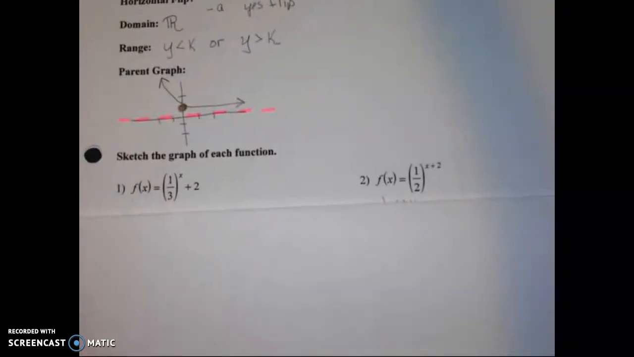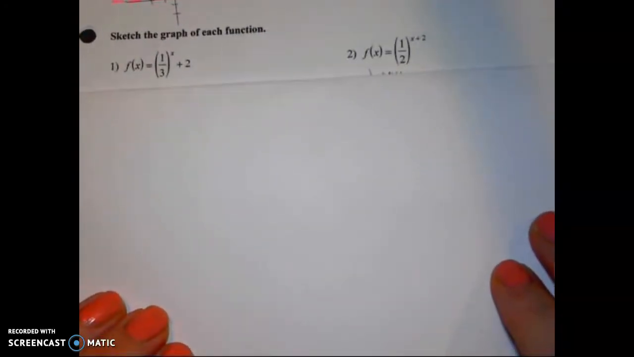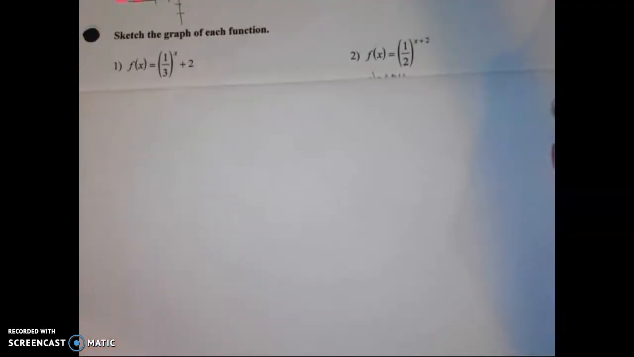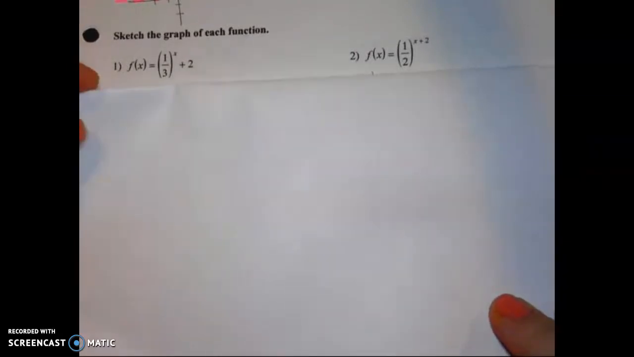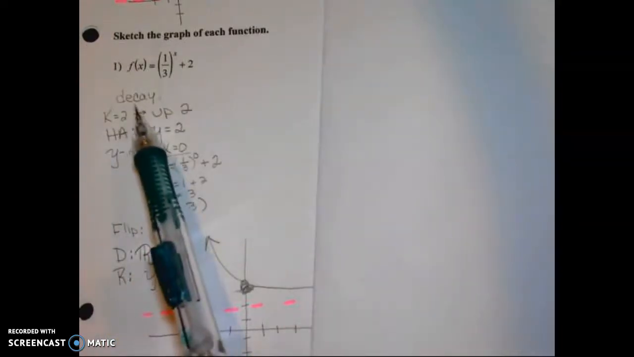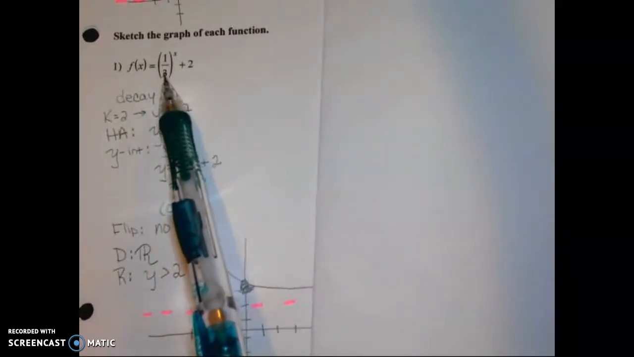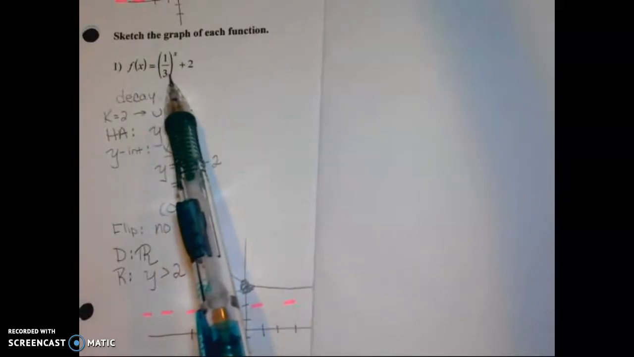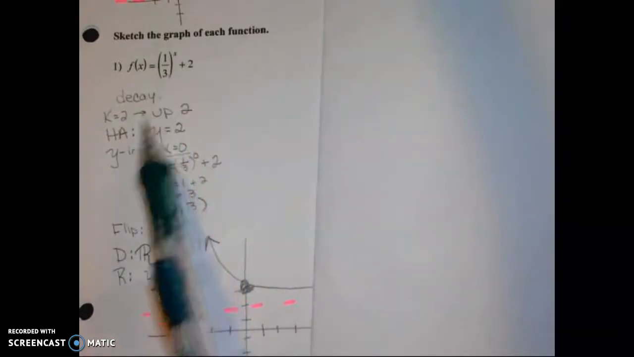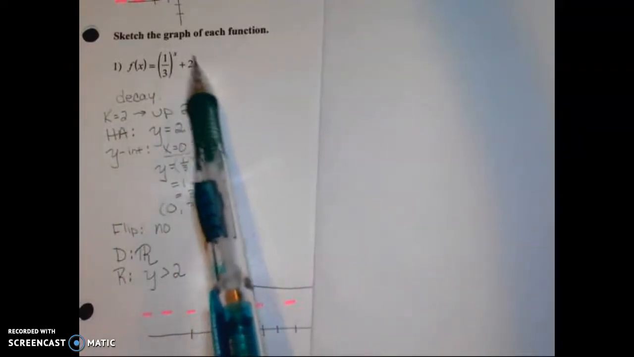Here are two for us to do. I'll do one, and then you can do two. Okay, all the important parts are the shifts. So for number one, this is a decay function because your value of b right here is in between 0 and 1. It's a fraction, which makes it decay. Since k is 2, this plus 2, that means I go up 2.